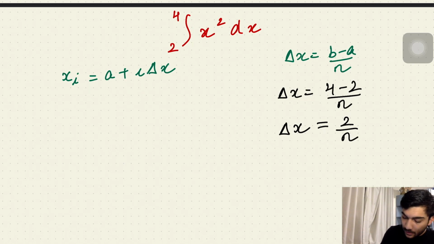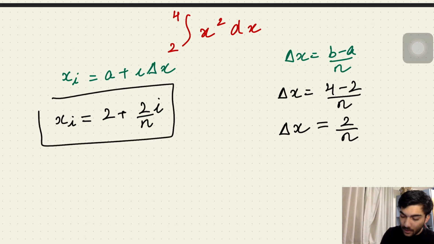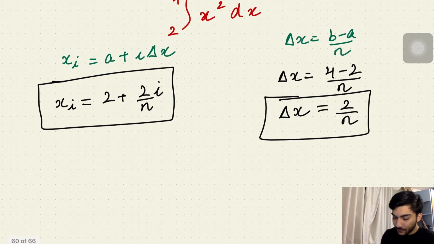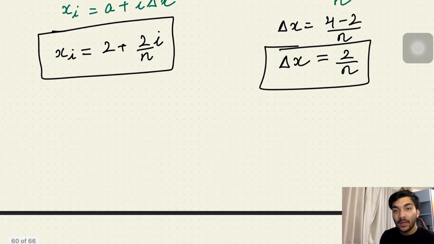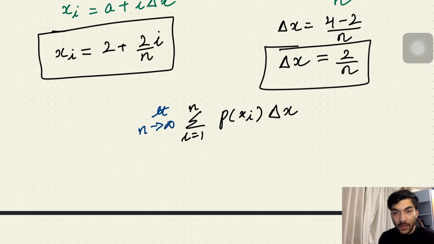And now let's calculate xi based on this information. So my xi in this case would be 2 plus, since my delta x is 2 over n, my xi would be 2 plus 2i by n. So I got this, I got my delta x as well. And now based on all this information, let's denote our sigma notation. So we know that our sigma notation is sigma i goes from 1 to n f(xi) delta x, where my limit is n tending to infinity in this case.